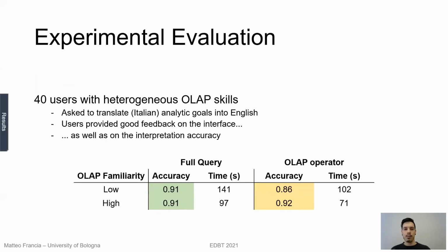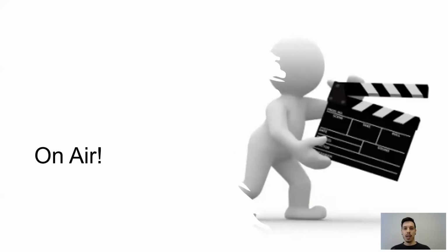Also, we ran some experiments with 40 users having different OLAP skills, from low to high. Users were asked to translate Italian analytic goals into English, and they provided good feedback both on the interface as well as on the interpretation accuracy, which is around 91–92%. So let's stop talking and let's jump into action.